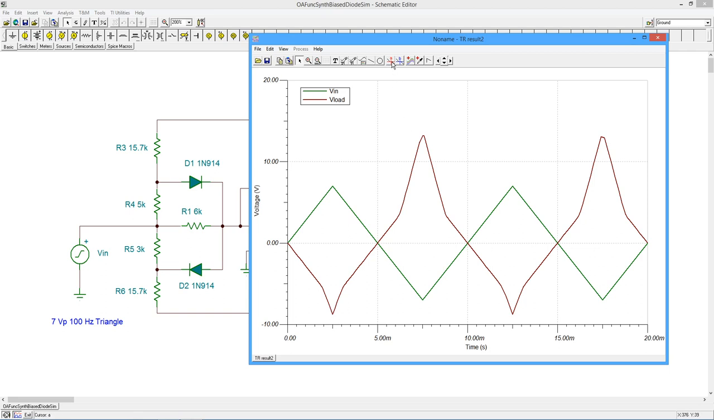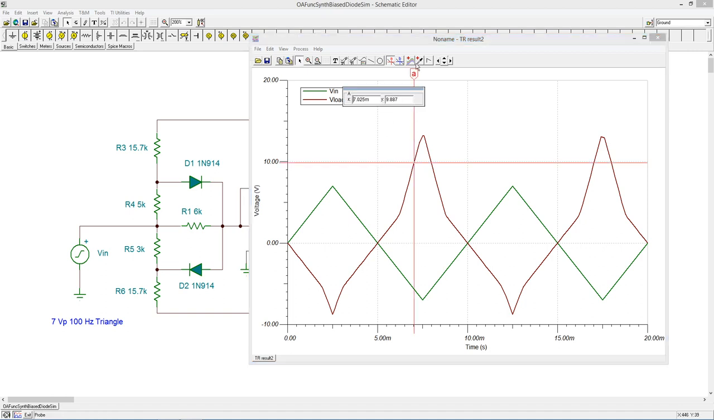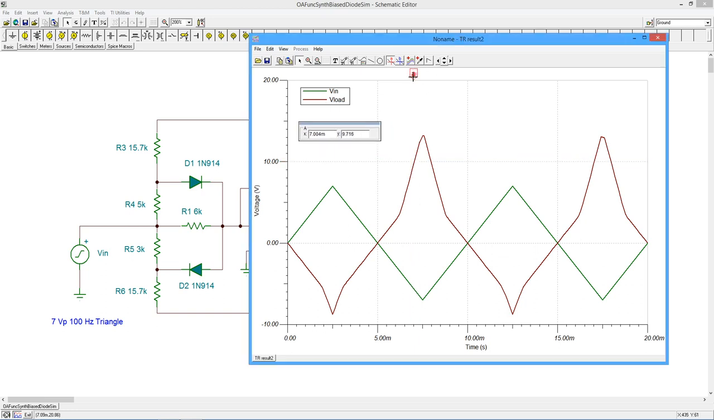But let's grab a cursor over here. And we're just going to move this around. Let me put my little thing over here. And we're just going to move this around. Okay, and you can see, here's our breakpoint right in this region.